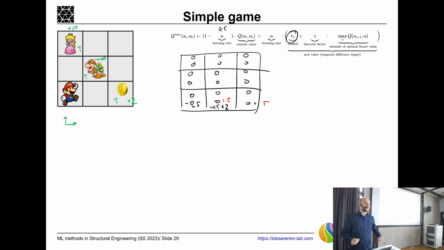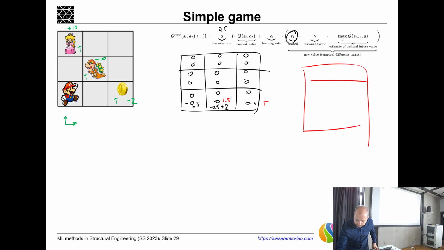Now we reach the terminal state. Our episode ends. Now we start again. Let me draw it again. It's the second iteration. Where should we go from the left one? According to our policy, we always move to the option that will give us the highest value. We go up because we have a minus 0.5.